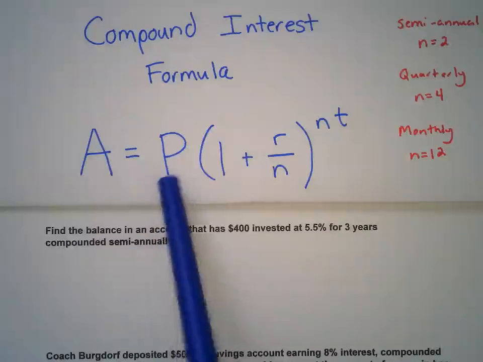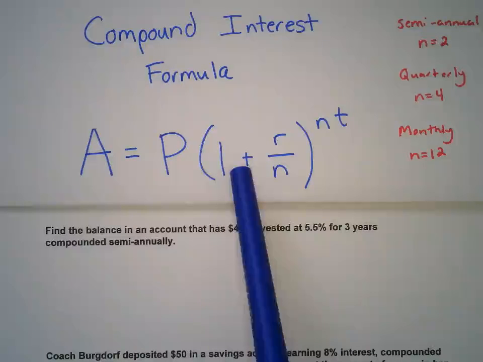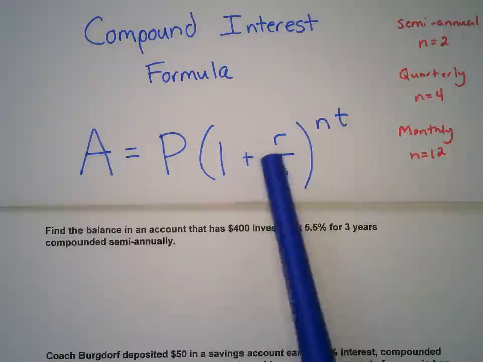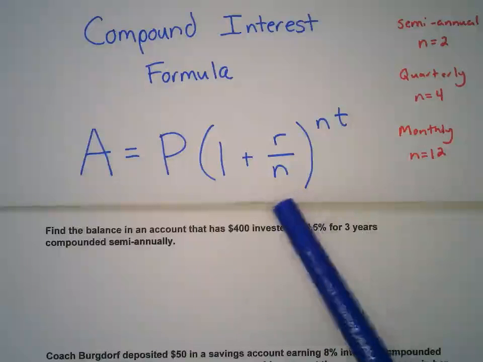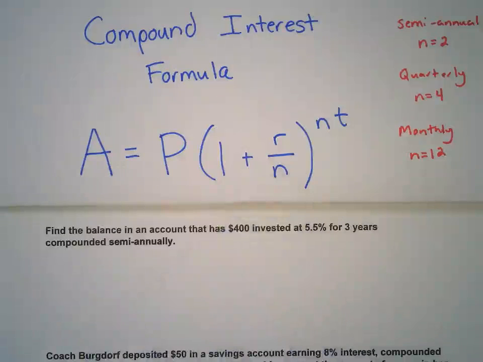So the P is what you start with. The 1's always there. It's always going to be plus because it's compounded. The R is your rate, essentially the percent it's going up by. The N is new. The N essentially means how many times it is compounding.